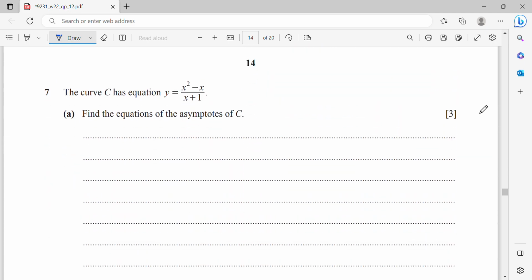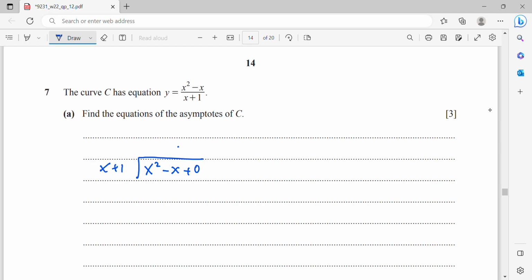Right? So now let's move on to last question, question 7. The curve C has equation y equals to x squared minus x over x plus 1. Find the equations of the asymptotes. So firstly, the numerator degree is 2 and the denominator degree is 1. Therefore, we have to perform the polynomial division. Alright, so x squared minus x plus 0 divided by x plus 1.